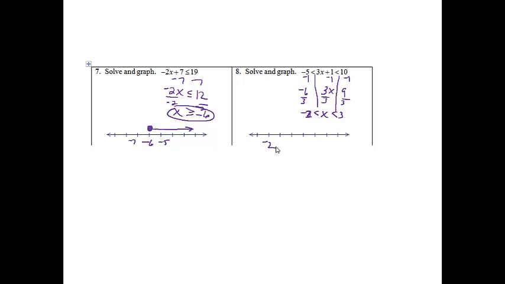Alright, so I'm going to have negative 2 on my number line, 3, I'll put a 0 in the middle. Since we've got x in the middle, I know my graph is going to be in the middle. I'll have open circles because there's no equal sign, and then I will shade in between those two.